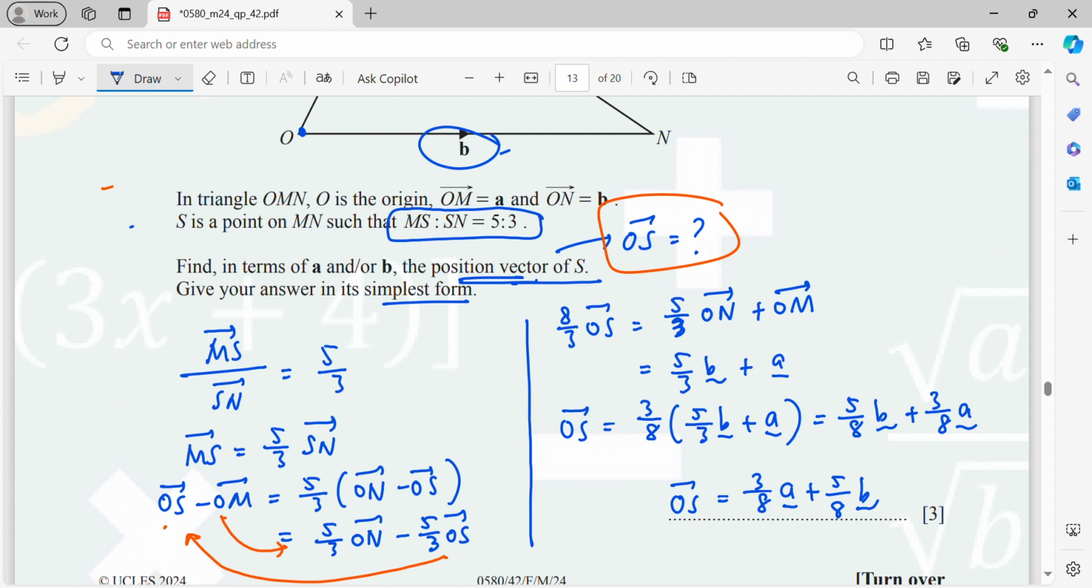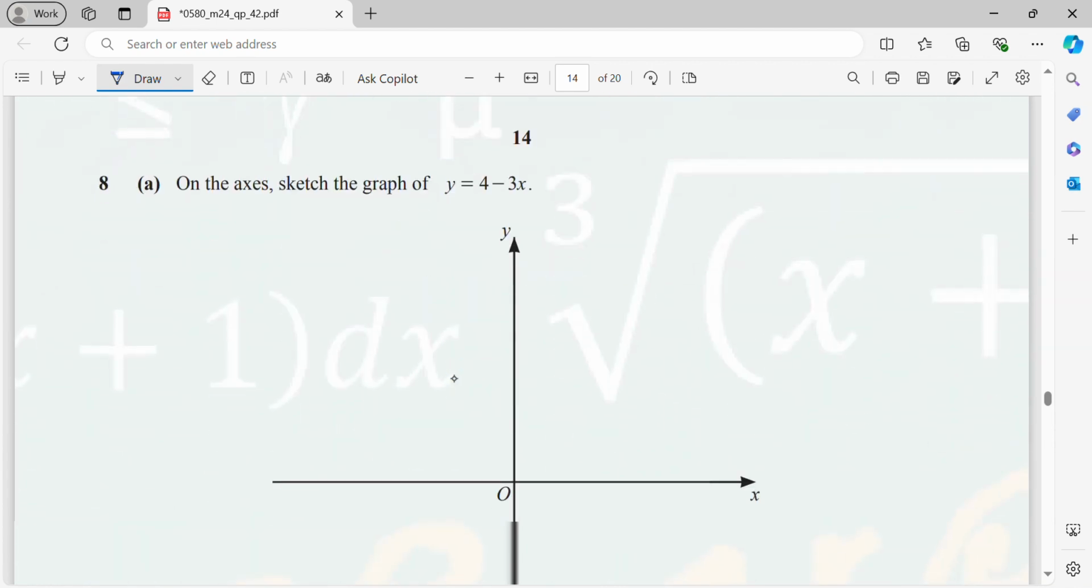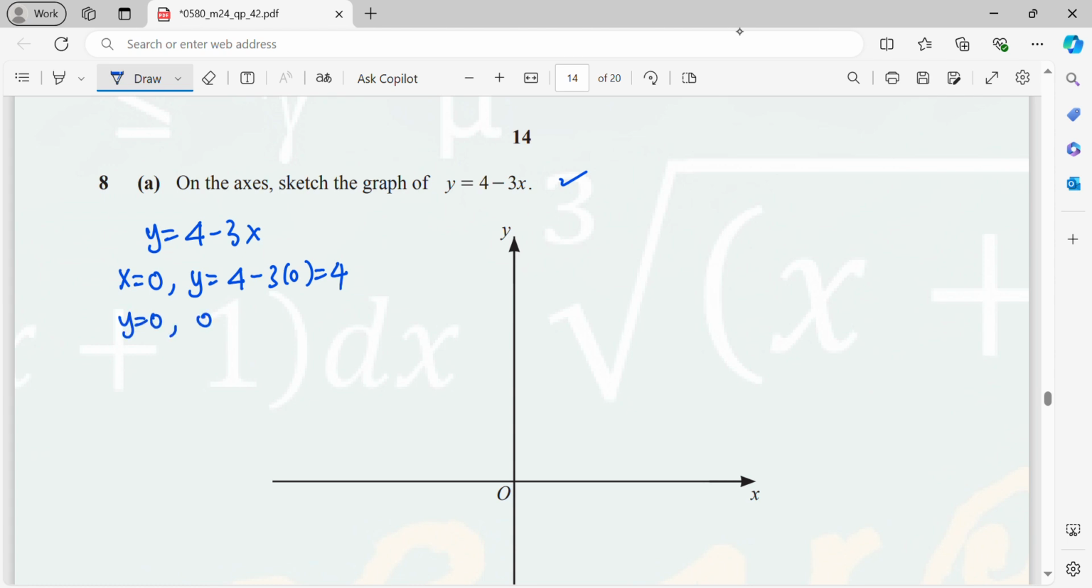Okay, now 8A. On the axis, sketch a graph of y equals 4 minus 3x. This is a straight line because of the x with degree 1. To sketch a straight line, we need 2 points. So I will let x be 0. My y is 4 minus 3 times 0, that's going to be 4. And then the next point, I will let y be 0. So 0 is 4 minus 3x. That means my x is 4 over 3.